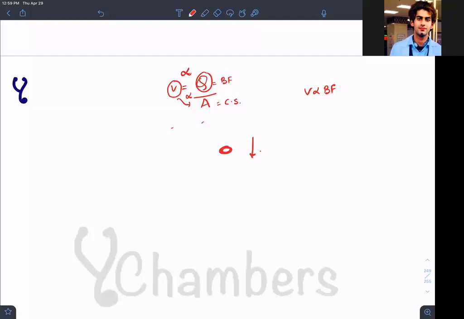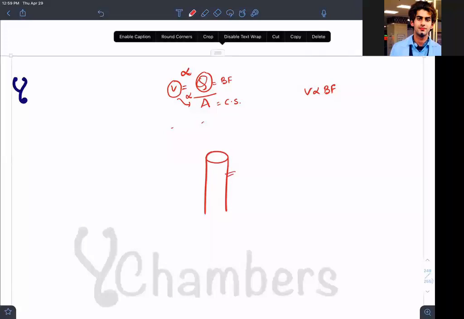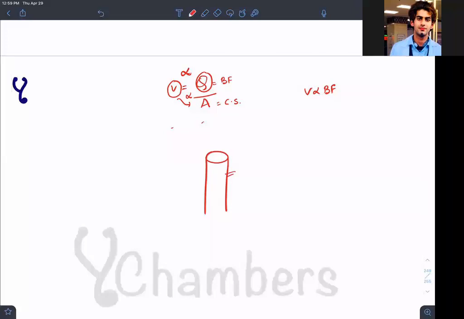Now I will give you an example. Tell me, is the aorta a small or large cross-sectional area? We have only one aorta. Small, very nice answer. Since there is only one aorta, the total cross-sectional area is small. So the aorta equals a small cross-sectional area.